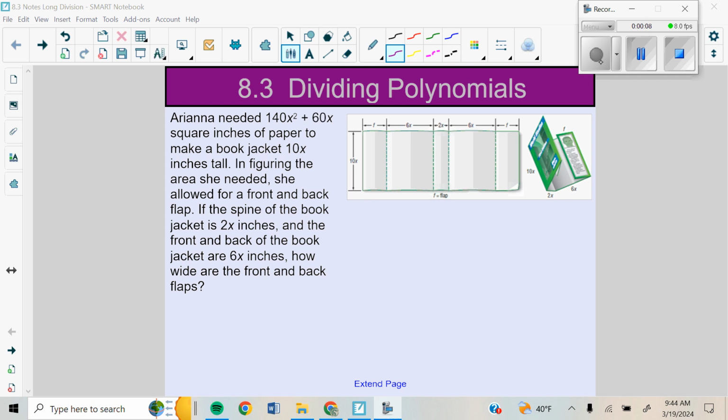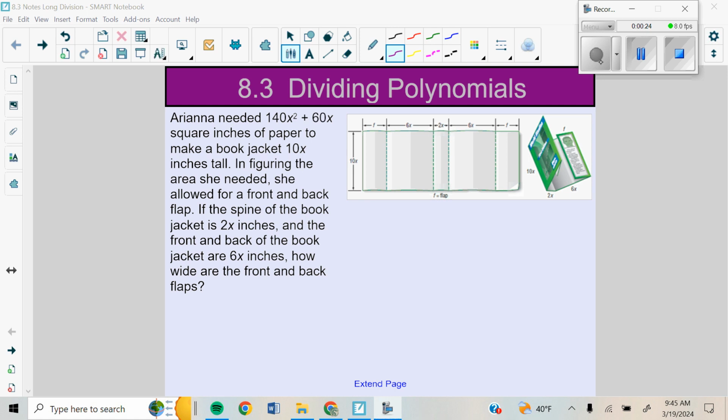We are going to actually be doing just long division today. This should look familiar from Algebra 1 for you, but we'll be doing division of polynomials by monomials and long division today. And then in 8.4, we're going to do synthetic division.